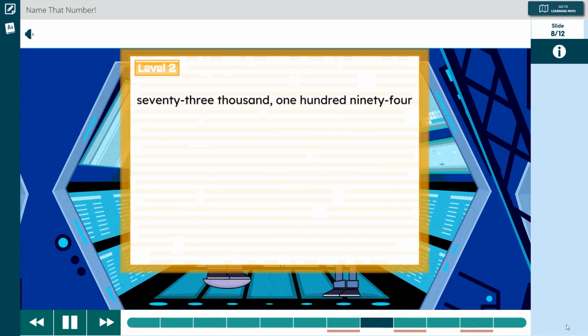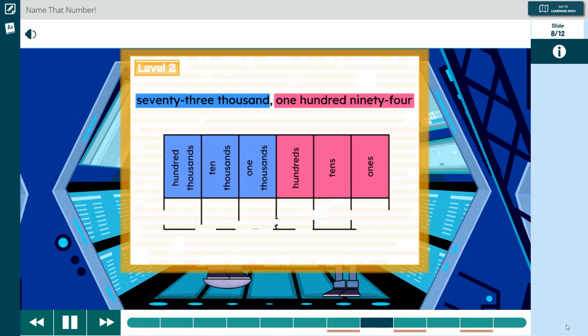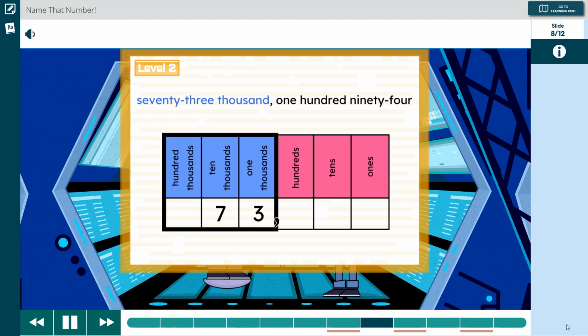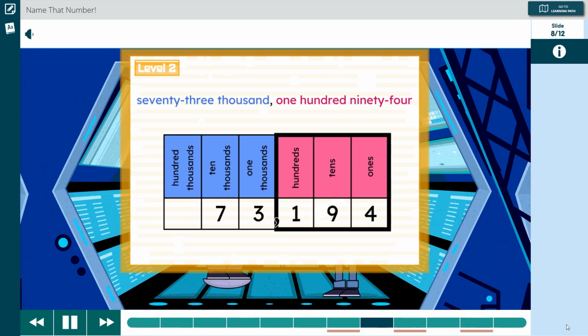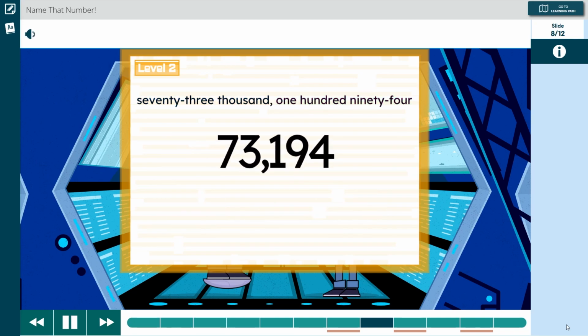Okay, we need to write this new number in standard form. Let's read the groups of numbers before and after the comma to help us write it. This group before the comma is 73,000. That means 73 is in the thousands period. The group after the comma is 194, so it goes in the ones period. We wrote 73,194 in standard form. Great teamwork.